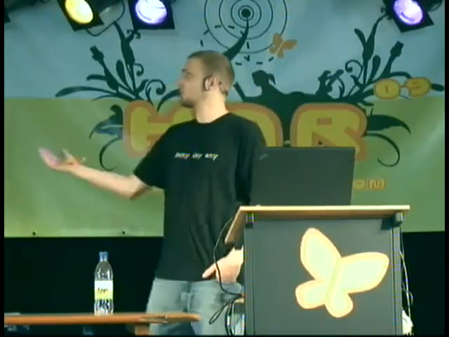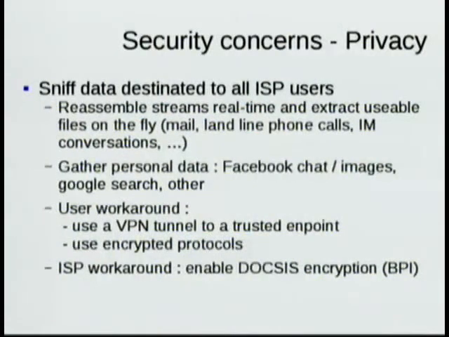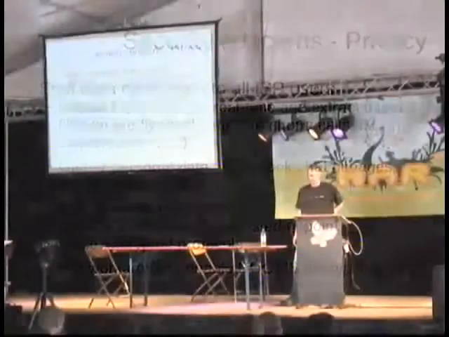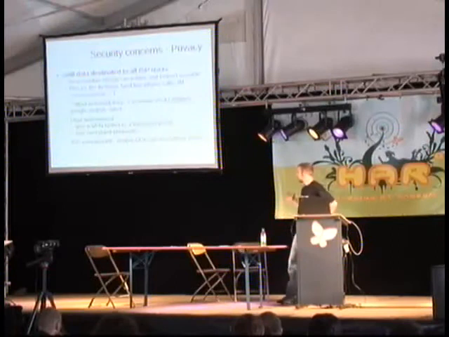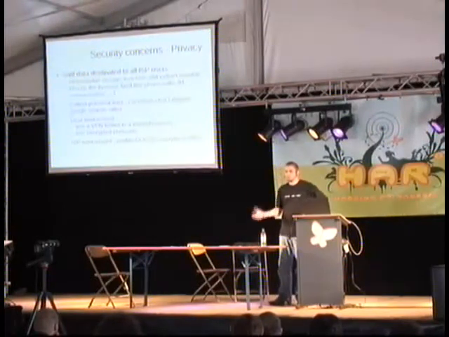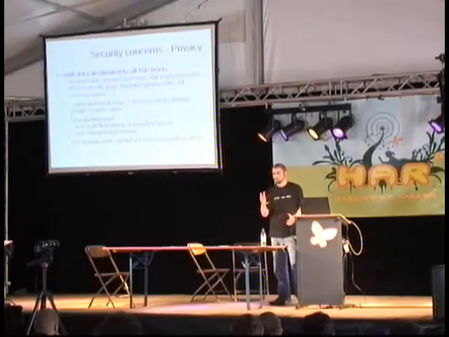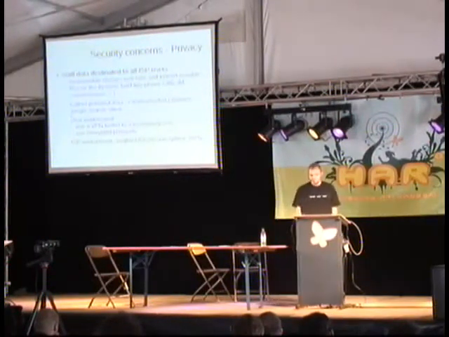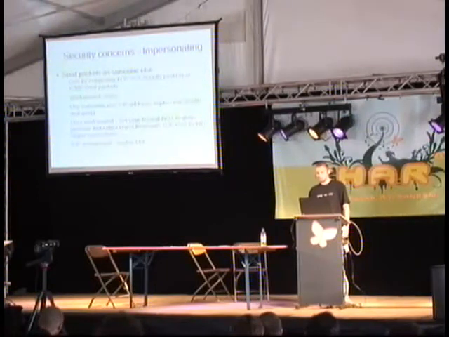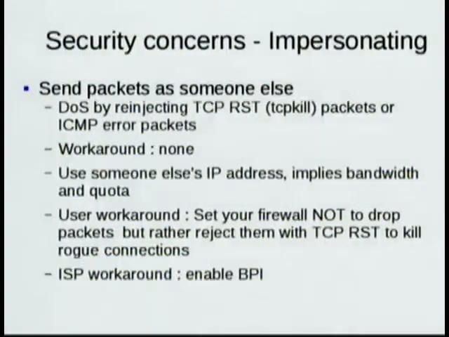That's cool. So what can you do about this? Of course, use a VPN tunnel to a trusted endpoint. You'll encrypt whatever goes between your cable modem and that endpoint, so at least I won't be able to sniff you. And use encrypted protocols, SSL things. But as we've seen, SSL is kind of flaky nowadays, so I'm not sure it's a good idea either. The best thing would be for the ISPs to just enable BPI. Please do it. If you are an ISP and you are in this room or listening, please enable BPI. It's so scary.